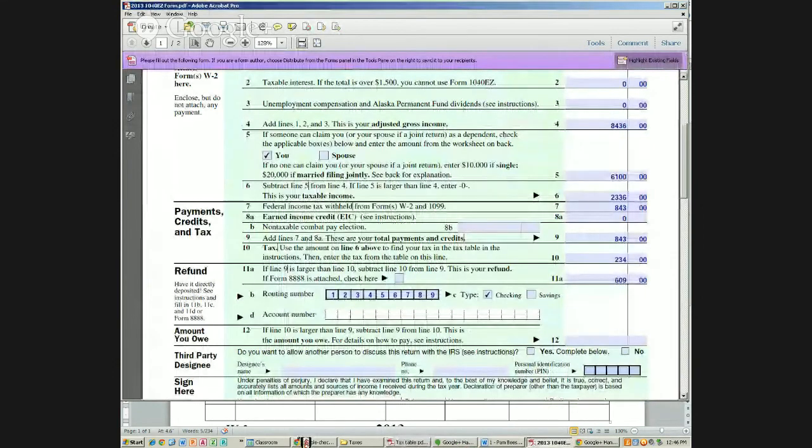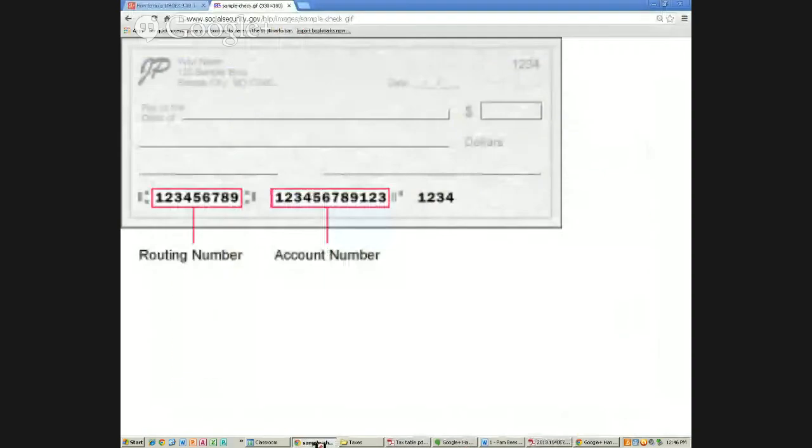You got a problem with that? Okay. And let's go ahead and just fill this out with... Ironically, it's the same as your routing number.